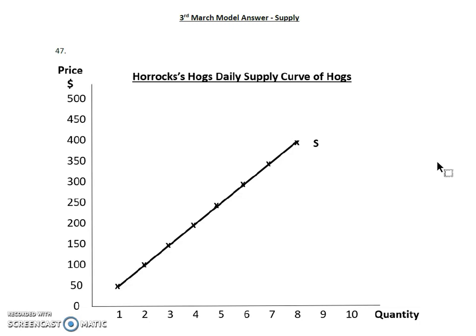Okay, now let's check Mr. Horrocks' work per our lovely handy hint: tall, title, axes, line, and label. Okay, we'll see that my title is correctly showing the time period, what is being graphed, i.e. a supply curve, and of the product or the good or service, which is hogs in this case, and I've underlined it as well. Now let's have a look at the axes.